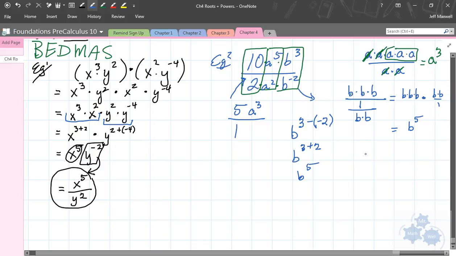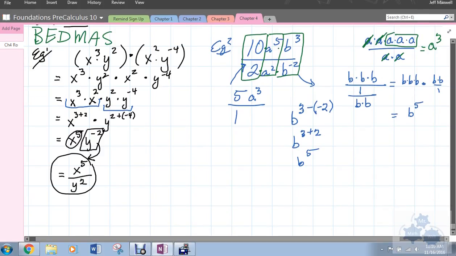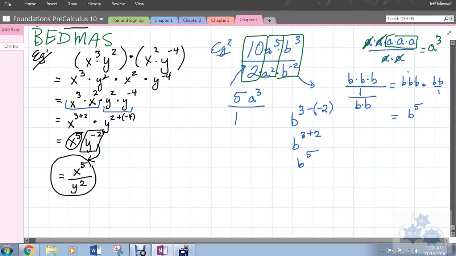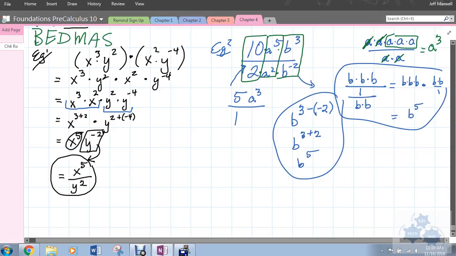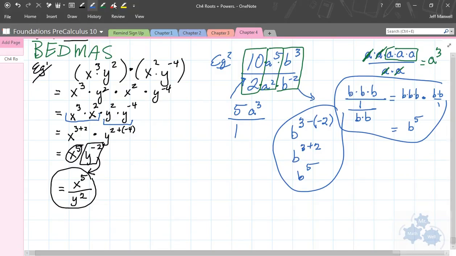Make sense? I'm seeing a lot of confused looks, but what you're going to have to do is go over this in your book, watch this video again, whatever you need to do. But that's why we subtract, and this is another representation of b cubed divided by b to the negative 2.